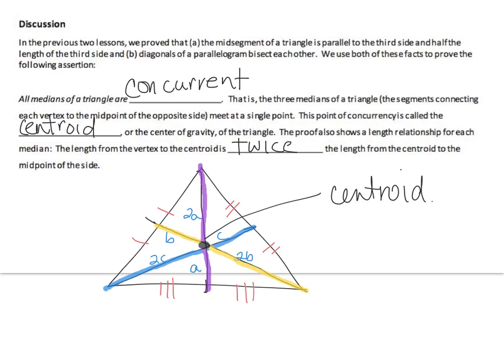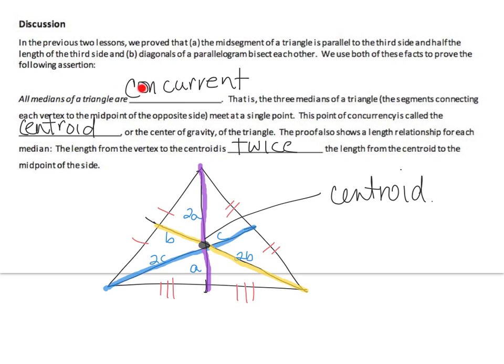Okay, let's talk through this. In the previous 2 lessons, we proved that a midsegment of a triangle is parallel to the third side and half the length of the third side. We also learned that diagonals of a parallelogram bisect each other. We use both of these facts to prove the following assertion. First of all, medians of a triangle are concurrent.